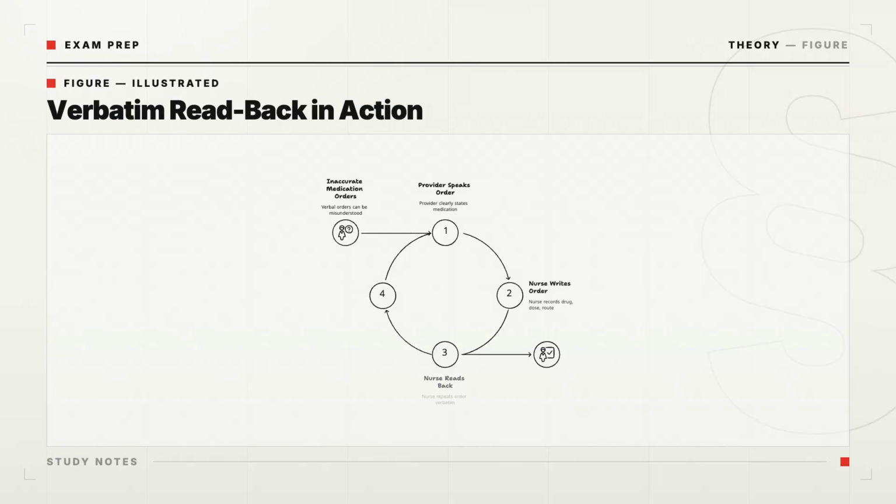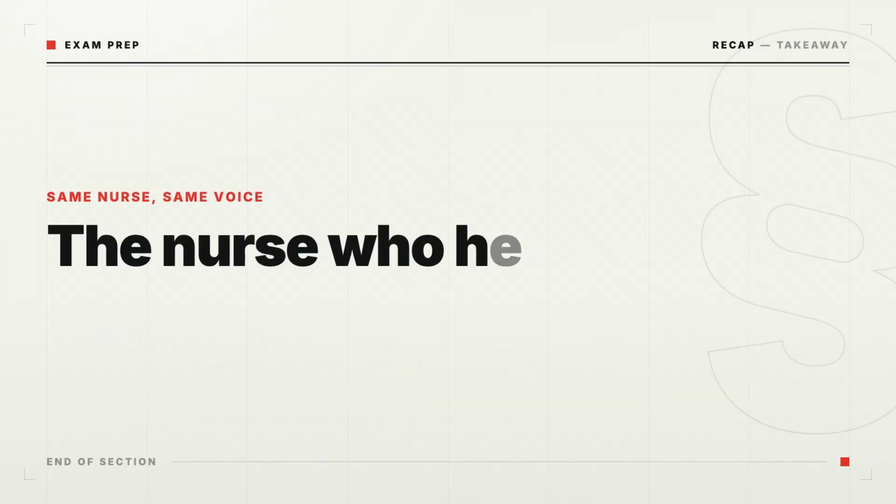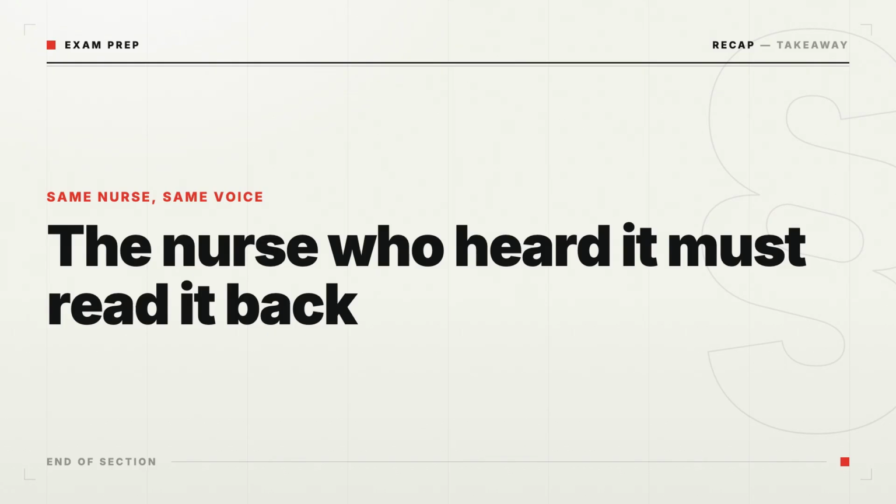Reading back verbatim, not paraphrasing, is what catches the mistake. So the nurse repeats the actual drug name letter by letter and states the dose clearly, ensuring 5 milligrams is never mistaken for 15. It must be the nurse who received the order doing the readback, not a clerk or a second nurse, because only that person can confirm what they actually heard.